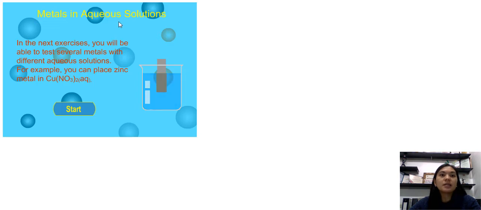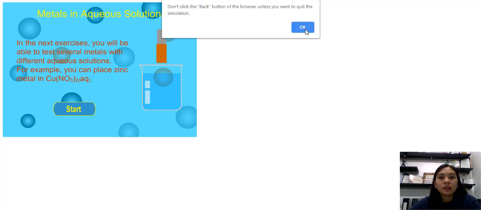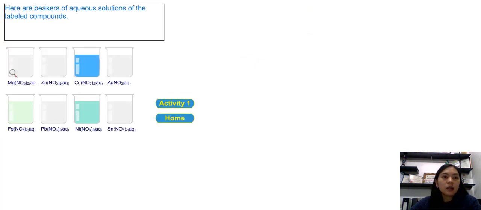It says here, metals in aqueous solution. In the next exercises, you will be able to test several metals with different aqueous solutions. For example, you can place zinc metal in a copper(II) nitrate aqueous solution. Let's click on start. Here are the beakers of aqueous solution of the labeled compounds, so you have different solutions in each beaker.